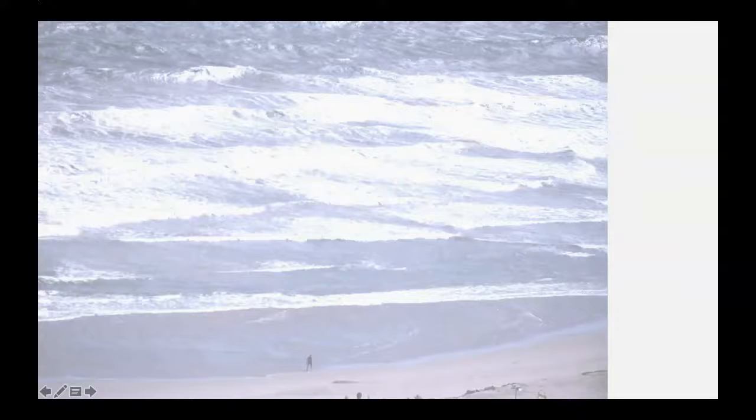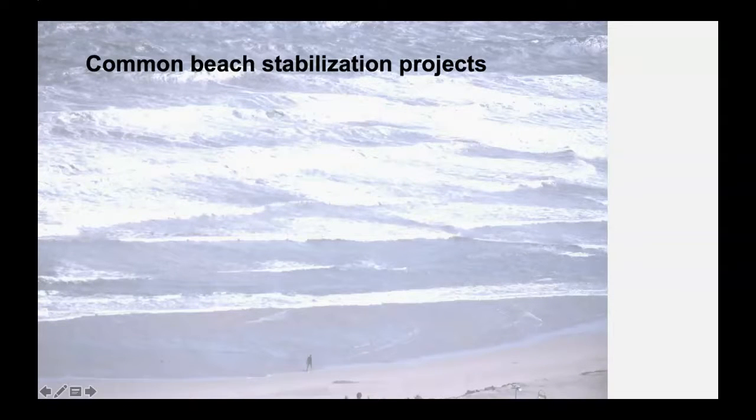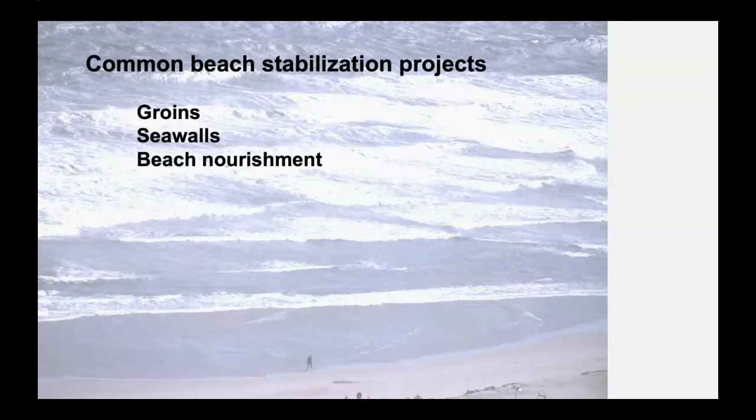All right, here's the list. Common stabilization projects include things like groins. Groins are built perpendicular to the beach, and they attempt to trap sand. Seawalls are built parallel to the beach, and they attempt to protect infrastructure on the landward side of the seawall. Beach nourishment is not really an engineered structure. It is pumping sand from one place and squirting it up onto the beach.